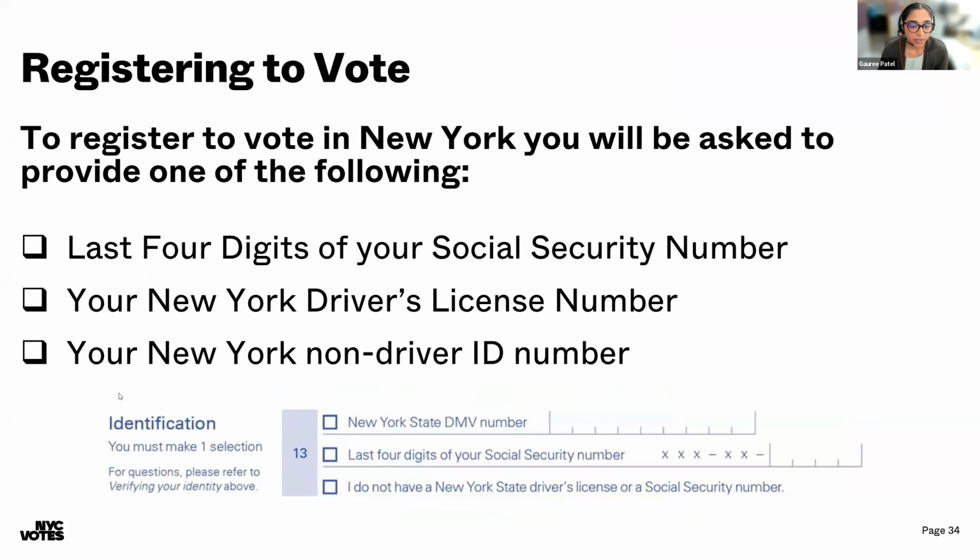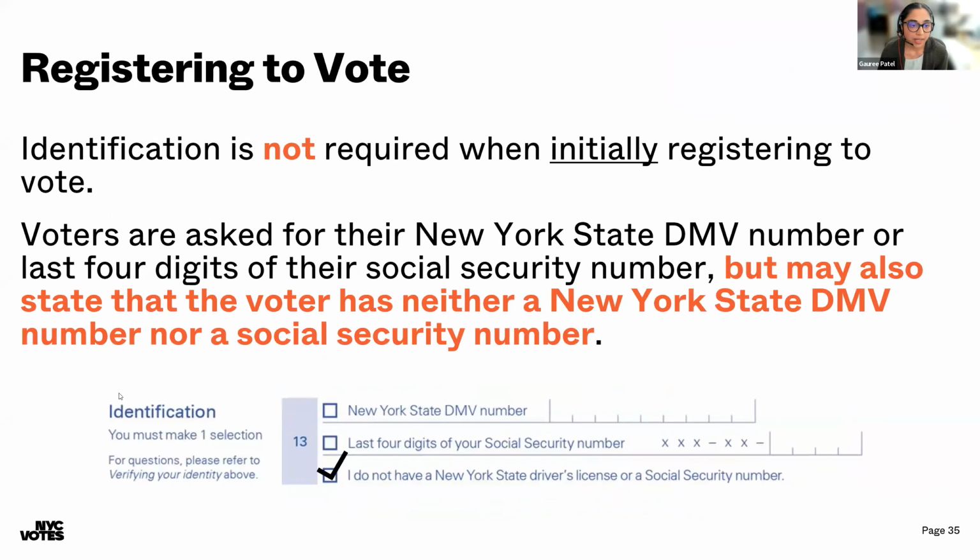When registering to vote, folks will be asked for an identification. That can be the last 4 digits of a social security number, a driver's license number, or a state ID or a non-driver's ID. That identification is not required when initially registering though. So if you don't have any of those pieces of identification while you're registering, you can check that last box that says, I do not have a New York State driver's license or social security number at the moment.